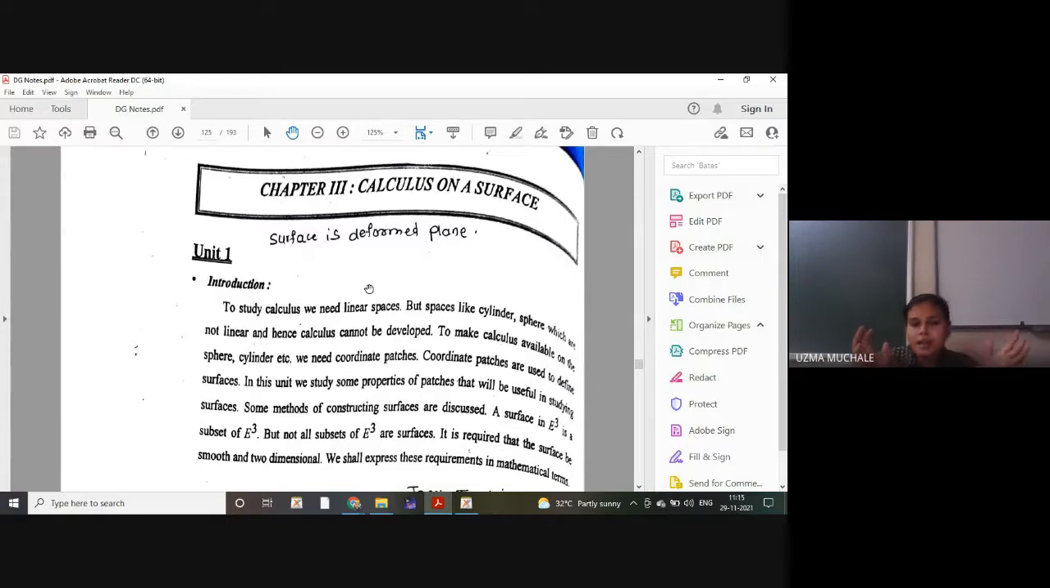That means, as I told you initially, that surface is not defined yet in our whole mathematics.